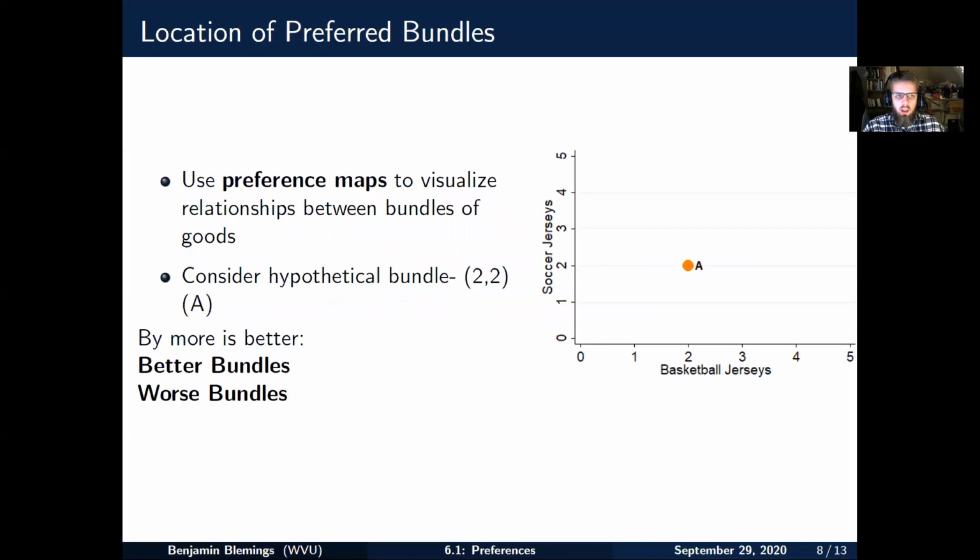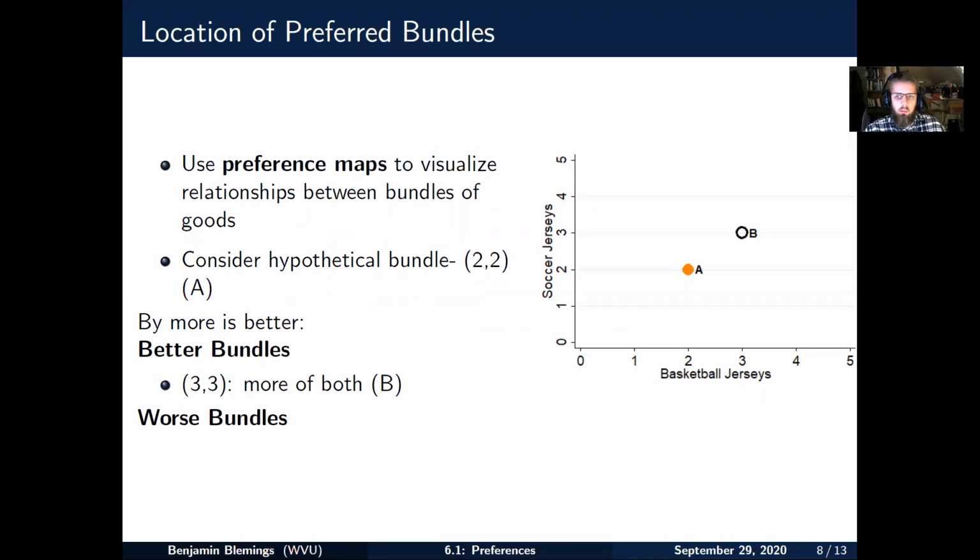So let's start with preference maps. Preference maps are going to be really important. We can visualize the relationship between bundles of goods using these things. Let's consider a hypothetical bundle: 2 soccer jerseys and 2 basketball jerseys. And we know that more is better.